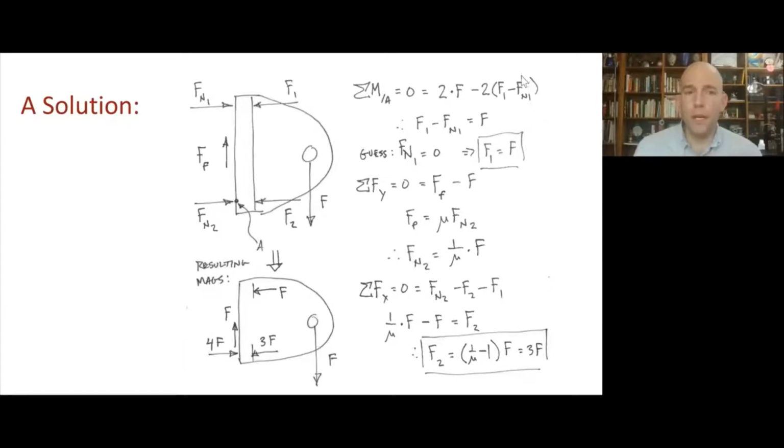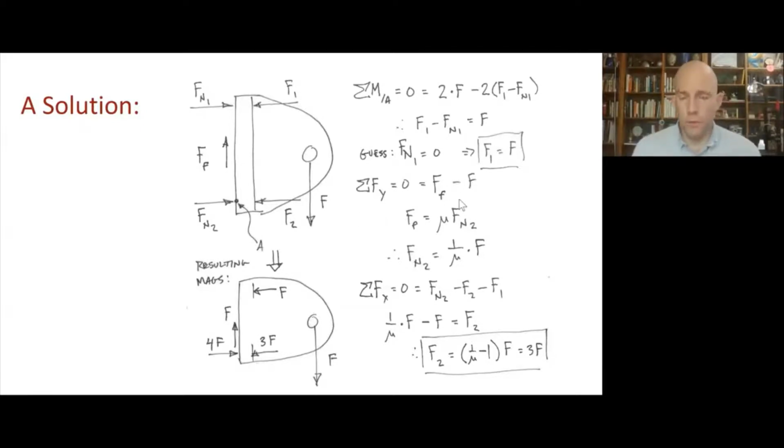But we made this simplifying assumption that maybe N1 is 0. So if we follow through, we're going to see that this would result in the force on the first screw equaling the applied force because they have equal moment arms. All right, now we can do the sum of the forces in the y direction.